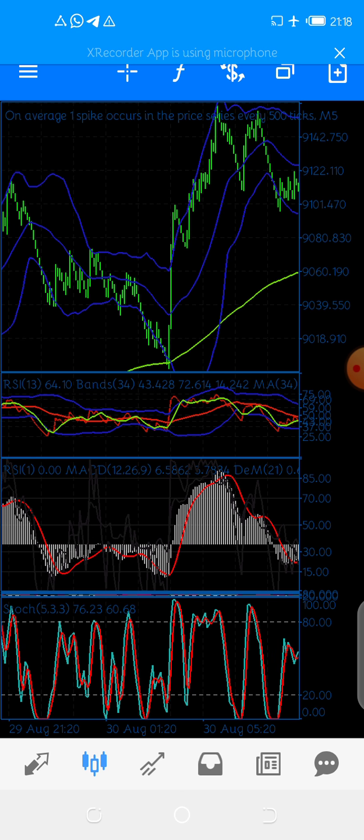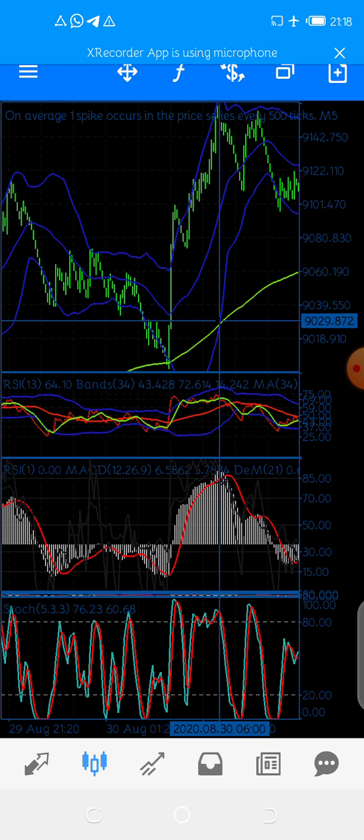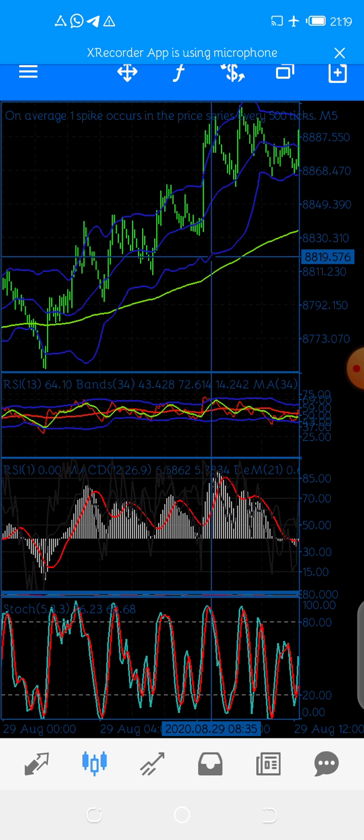If we are above the moving average 200, which is here, please look for buy opportunities. When you are below the moving average 200, look for sell opportunities. So how do we do it? I want you to check the moving average 200. When it is below us, we look for buys.